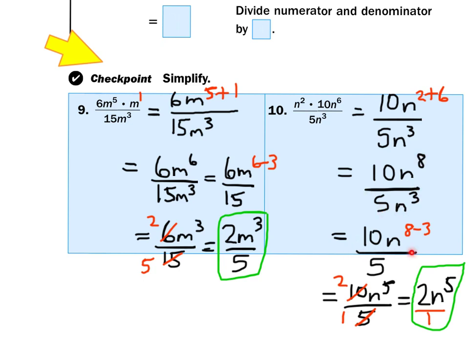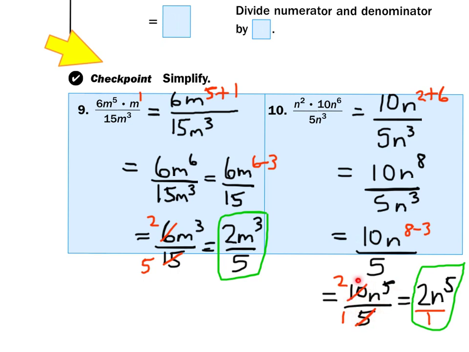And now I put my fraction bar, I copied the 10, I copied the 5, but I noticed that the bases match. So I copied the n, they match, and then I did the trick top minus the bottom, 8 minus 3. So that gave me 10n to the 5th power over 5.